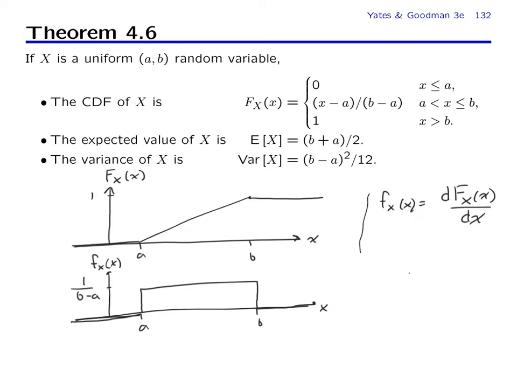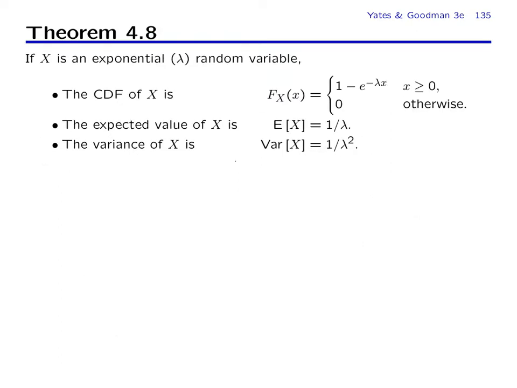Before moving on, let's just recall that the standard deviation is the square root of the variance, and that's exactly B minus A over the square root of 12. The point to remember is that the standard deviation measures the spread of the distribution around the expected value. In this case, the spread of the uniform distribution is exactly proportional to the difference B minus A, the spread of this PDF function.